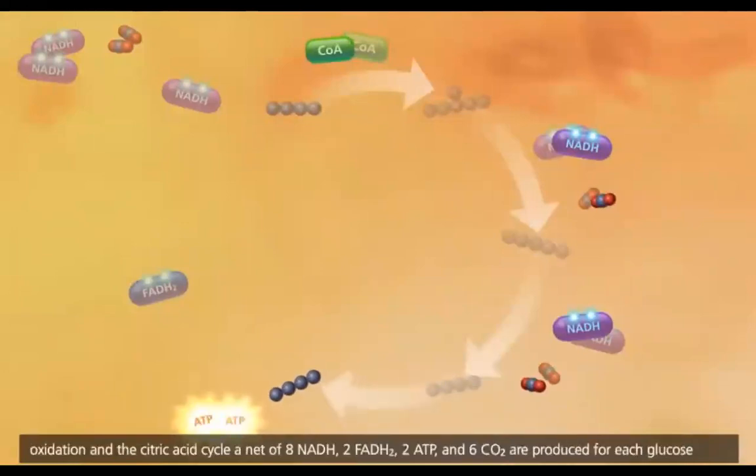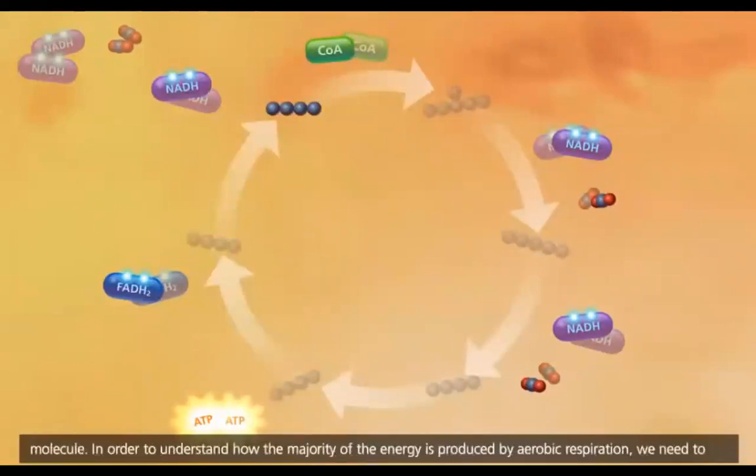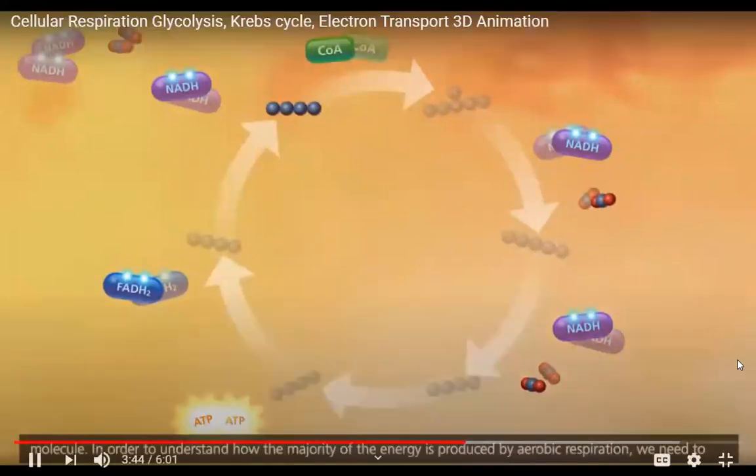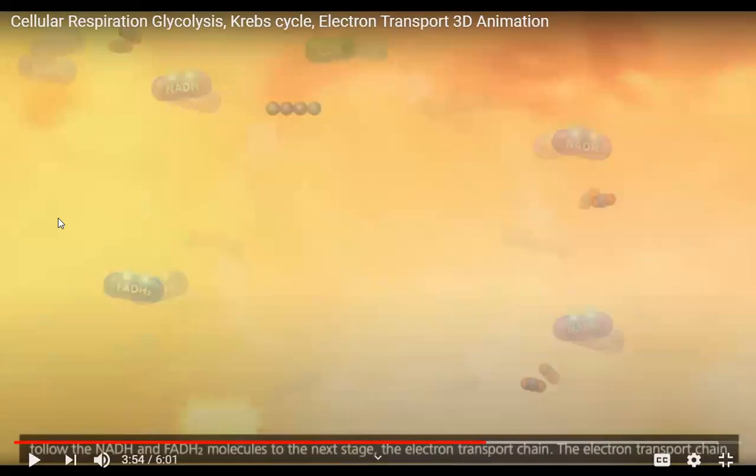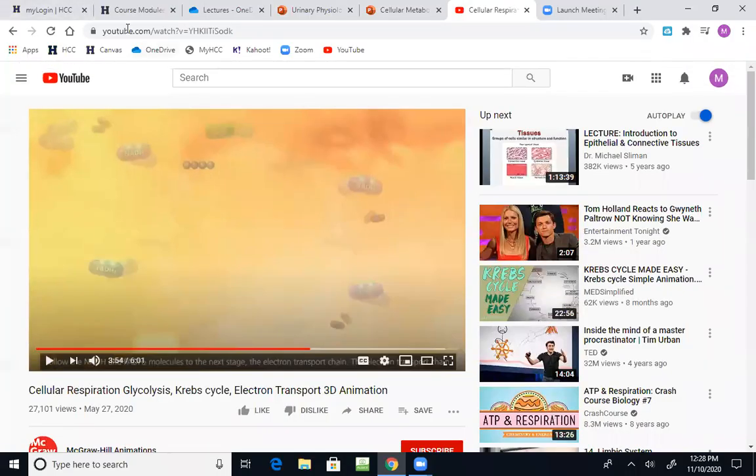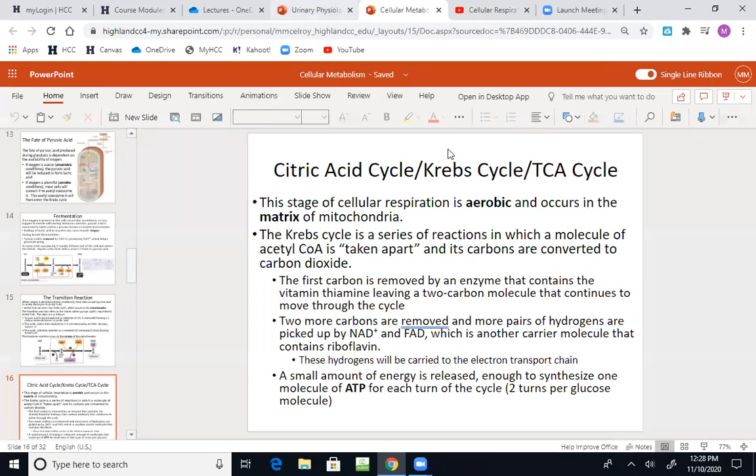During pyruvate oxidation and the citric acid cycle, a net of 8 NADH, 2 FADH2, 2 ATP, and 6 CO2 are produced for each glucose molecule. In order to understand how the majority of the energy is produced by aerobic respiration, we need to follow the NADH and FADH2 molecules to the next stage, the electron transport chain. Okay, so she's getting ready to talk about the last stage. We'll jump back in with it here in just a second.